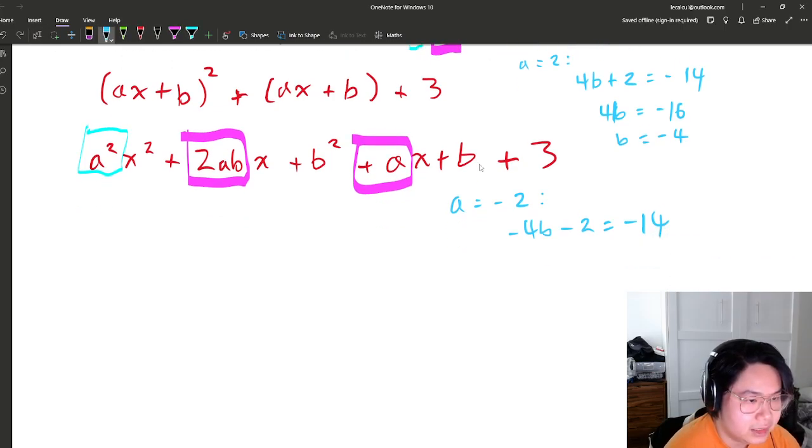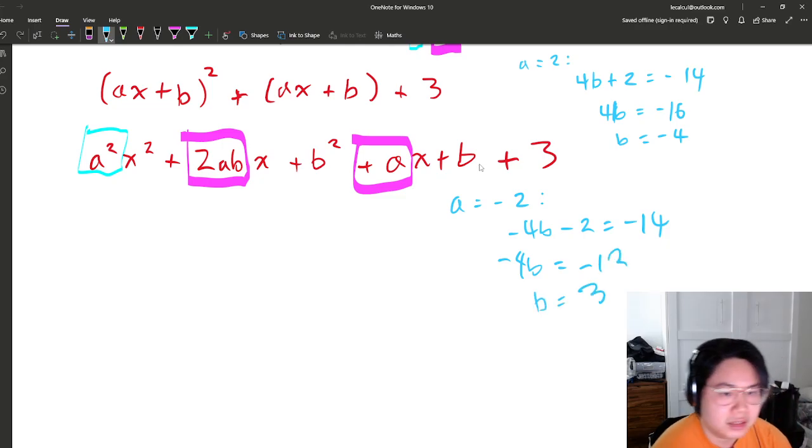Okay, we have that. Negative 4b minus 12. B is positive 3. Okay, so your 2 functions are negative 2x plus 3, and then positive 2x minus 4.